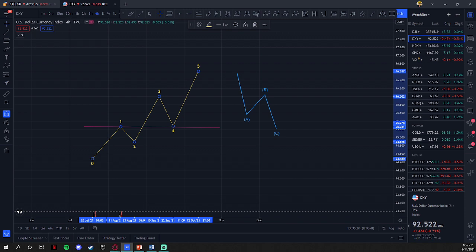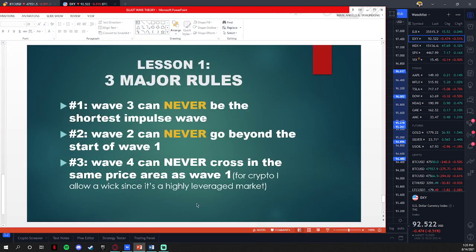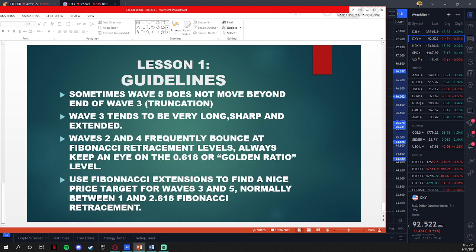So that's the three major rules that one must abide by. These three rules are like bread and butter for Elliott waves, so they must be met. Here are some guidelines that can be broken, but I find they work very well. The rules can never be broken, but the majority of the time I find the guidelines working, and they really work as a trader.